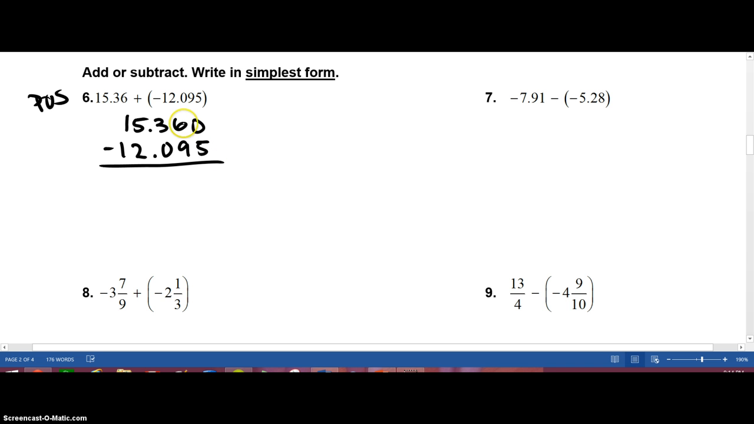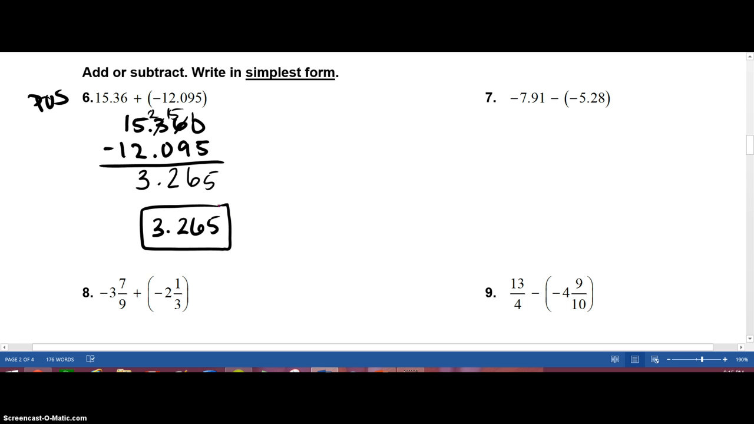So I can't do 0 minus 5. I have to borrow. This becomes a 5. Again, 5 minus 9, I cannot do that. I borrow once again. Change that 3 into a 2. Put 5 into a 15. 15 minus 9 is 6. 2 minus 0 is 2. I bring down my decimal. 5 minus 2 is 3. And 1 minus 1 is 0. So my final answer here is 3 and 265 thousandths.